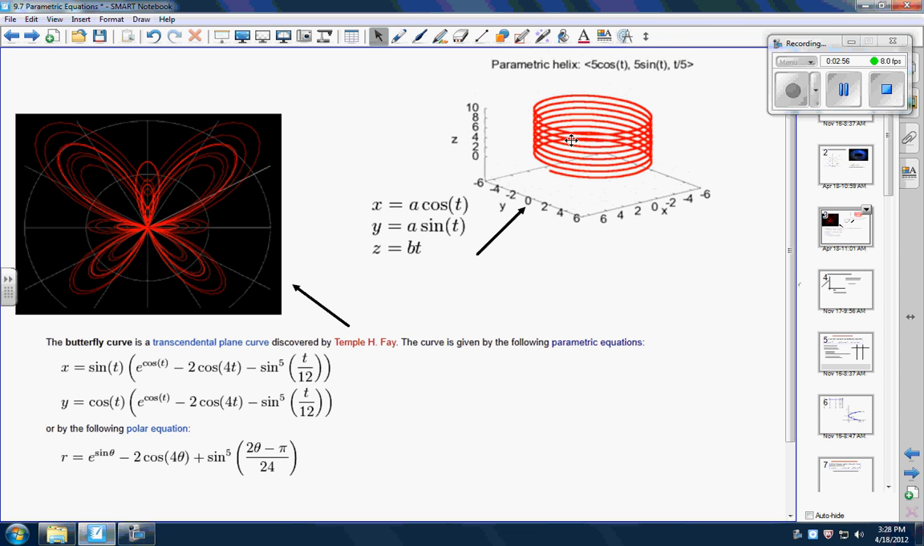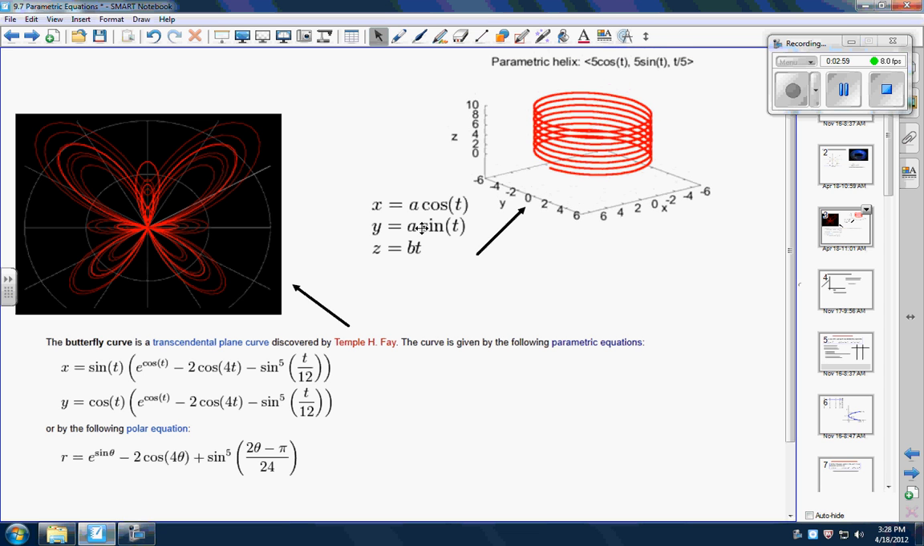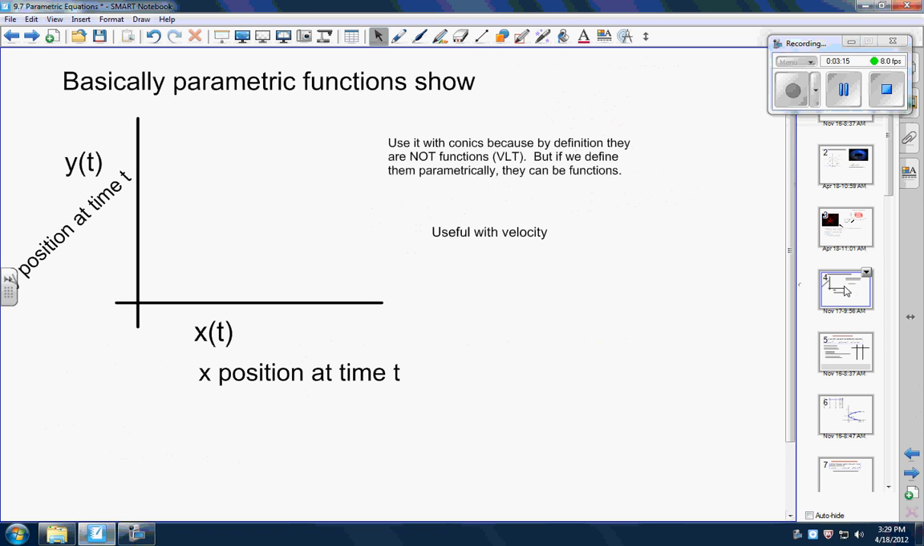You've seen r's, sines and cosines together tell us how we represent these in polars. This guy here, the parametric helix, is represented by these three. So z is b times t. I'm assuming b is just another little variable. And this guy will just keep spiraling up like that. So there's some little applications of what we can use parametric equations for. What we're going to do with them is basically this. It's going to show the x position at a certain time. It's going to show the y position at a certain time. And that's going to map out our curve for us.